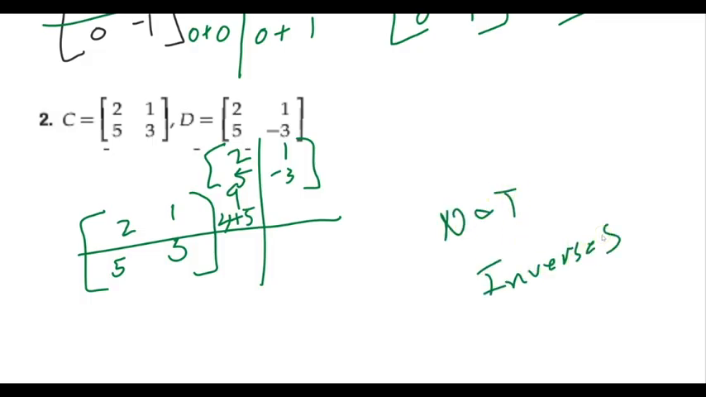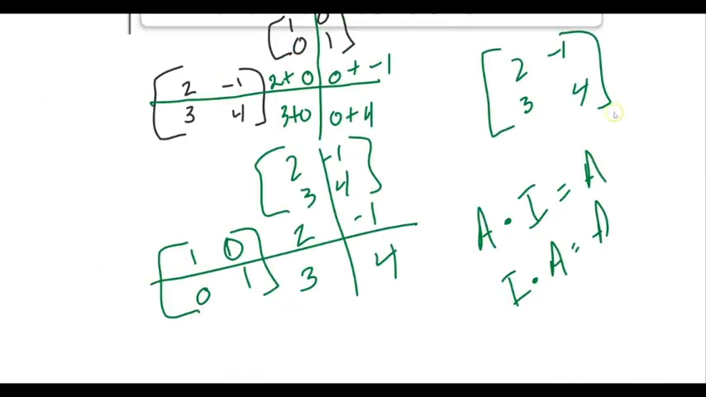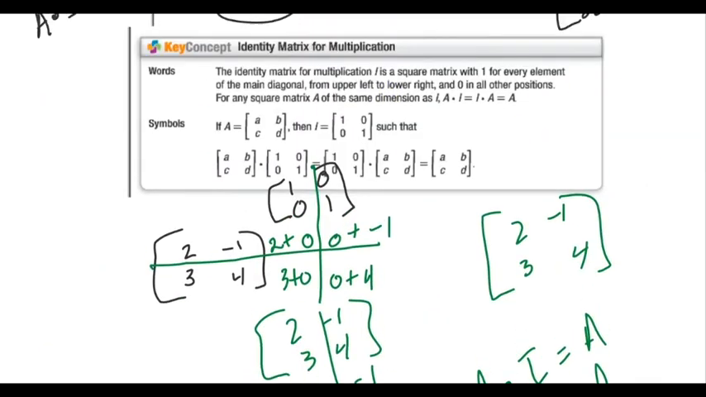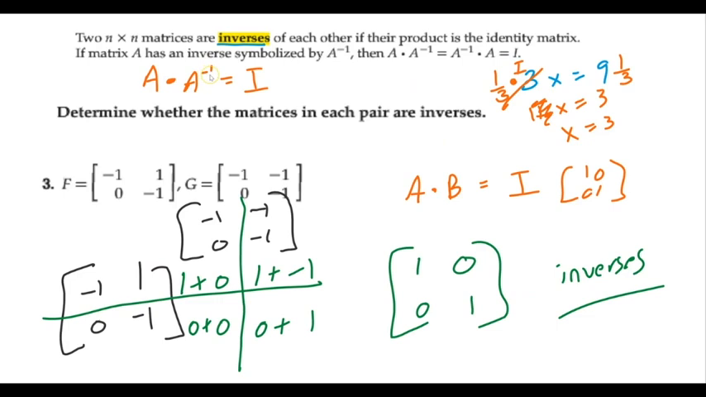I got 9 on the first one. Definitely not 1, 0, 0, 1. That's a quick, easy way to tell if two things are inverses of each other. When you multiply them, they should cancel out. You get that identity back. So now we know what identity is in matrices: 1, 0, 0, 1. Right there. We know how to tell if two things are inverses of each other. So they cancel each other out.